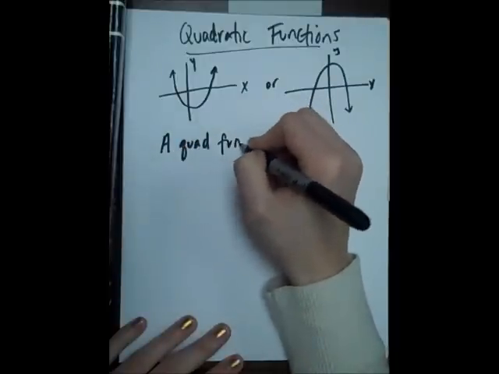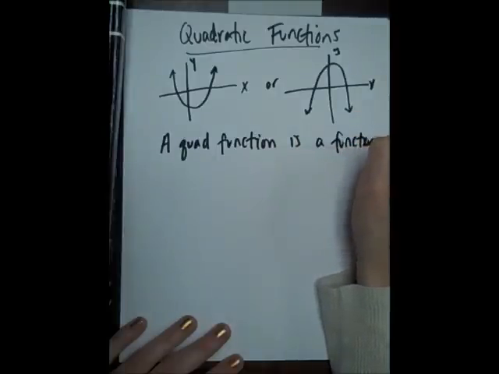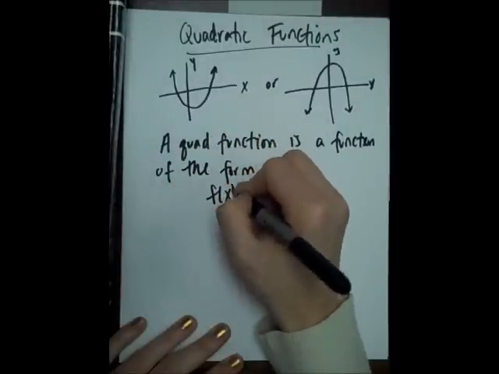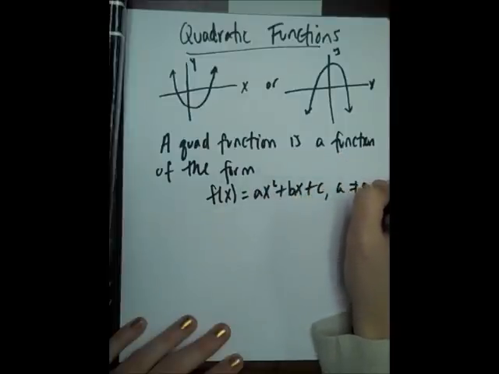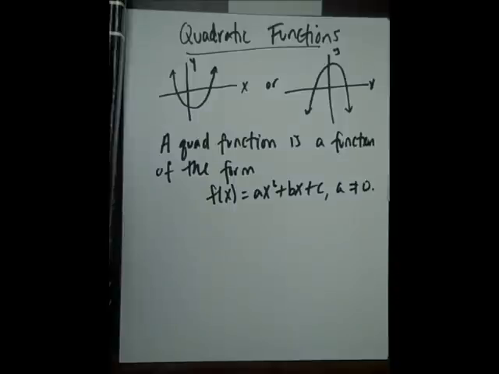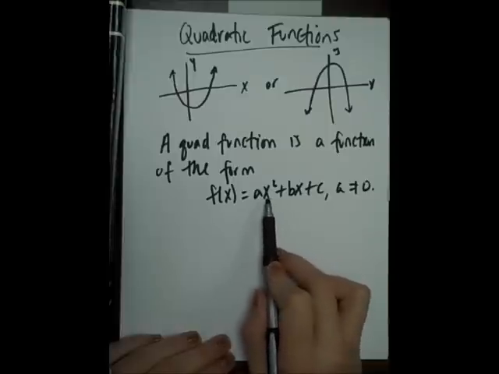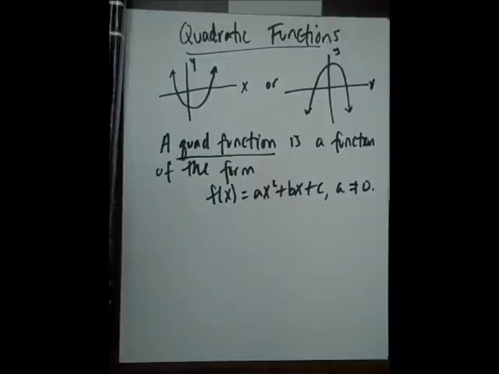A quadratic function is a function of the form f of x is ax squared plus bx plus c, where a is not 0. So any function of the form a number times x squared plus a number times x plus c, where a is not equal to 0, is going to be quadratic. Now it is possible that b and or c is 0, so you might just have one term, but anytime the largest power on x is 2, that's going to be a quadratic function. So that's the definition of that.